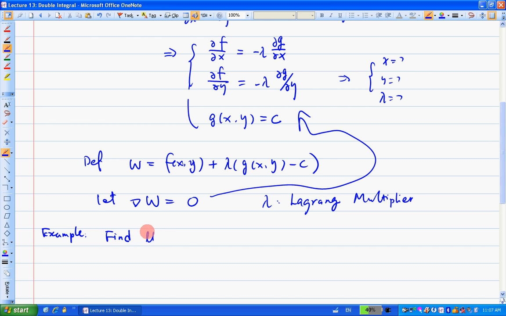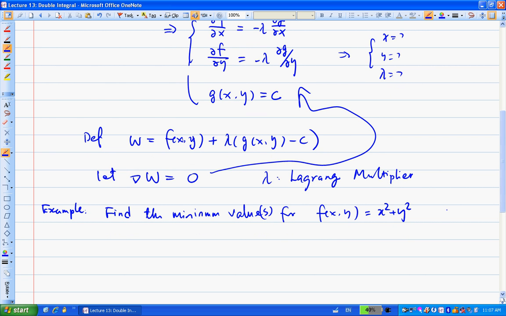The example is to find the minimum value, or maybe values, we don't know, for f(x, y) equal to this surface function, subject to the constraint xy equal to 3.